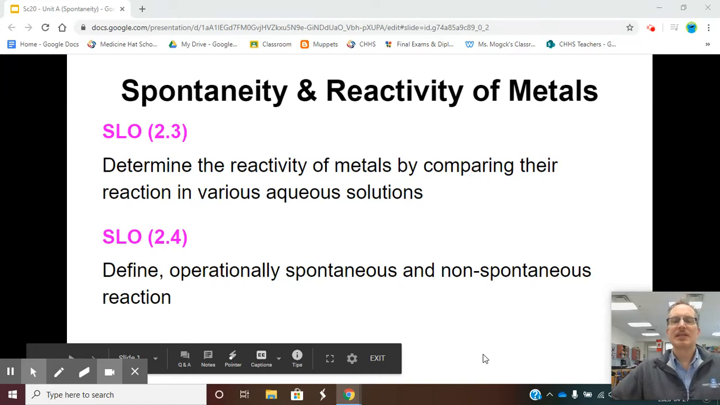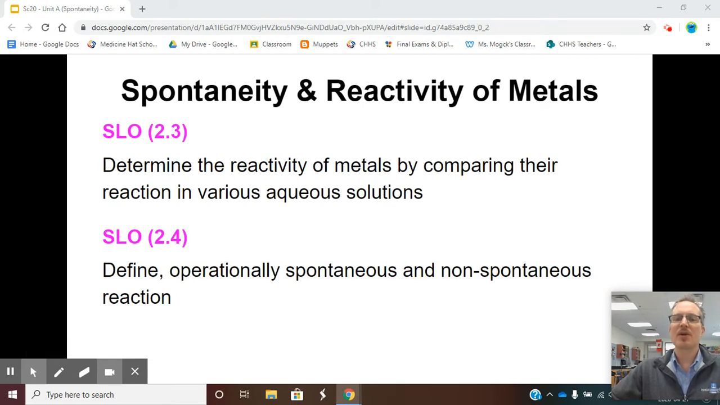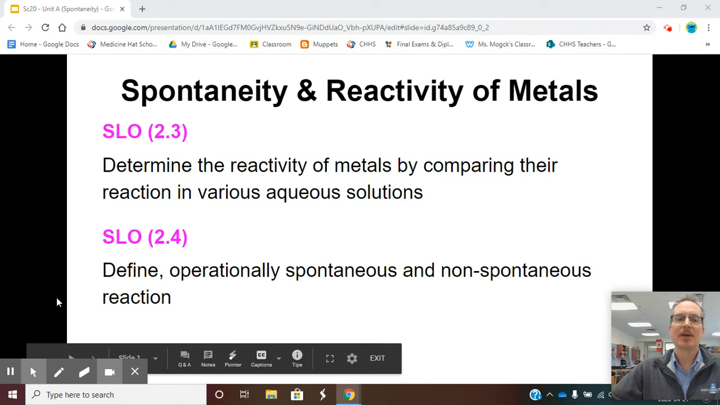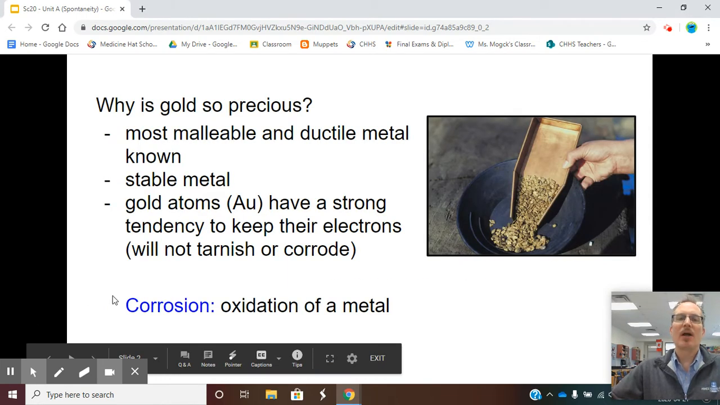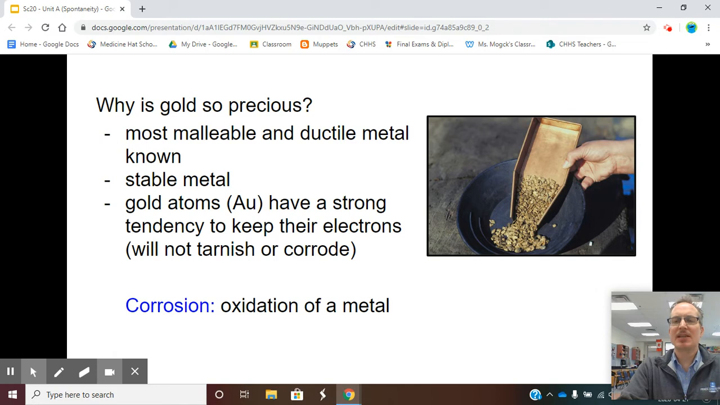Hello, Science 20s. Today is going to be a two-part lesson. First, we're going to start with a little demo looking at the reactivity of three different metals. Then we're going to move on and try to figure out what the terms spontaneous and non-spontaneous reactions mean. So let's get started.